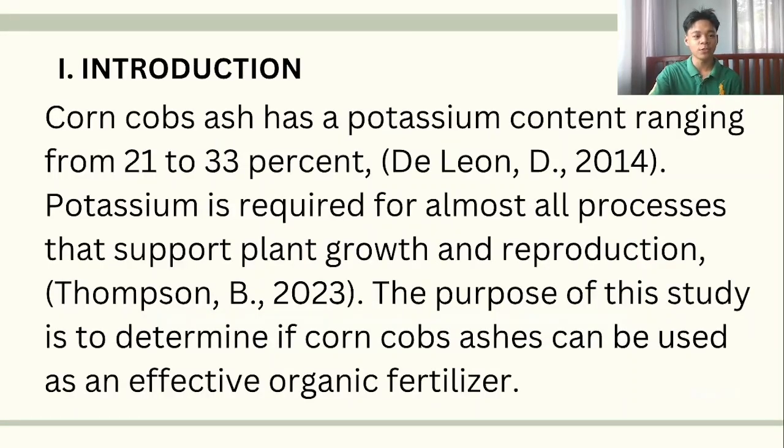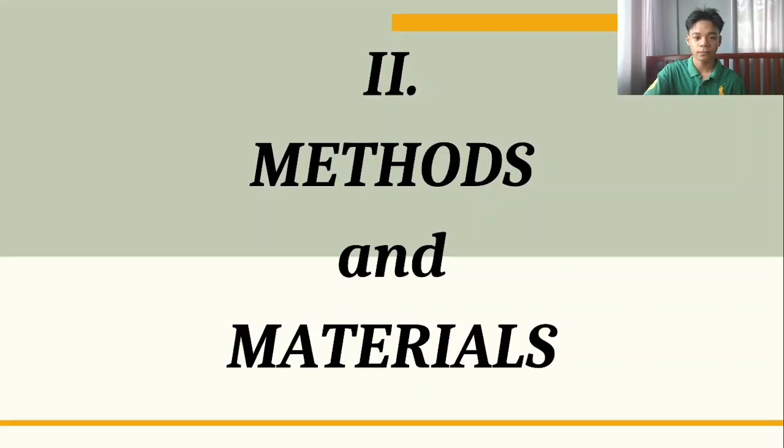First is our introduction, which shows that corn cobs ash has a potassium content ranging from 21 to 33%. Potassium is required for almost all processes that support plant growth and reproduction. The purpose of this study is to determine if corn cobs ashes can be used as an effective organic fertilizer. Let's proceed to the methods and materials.